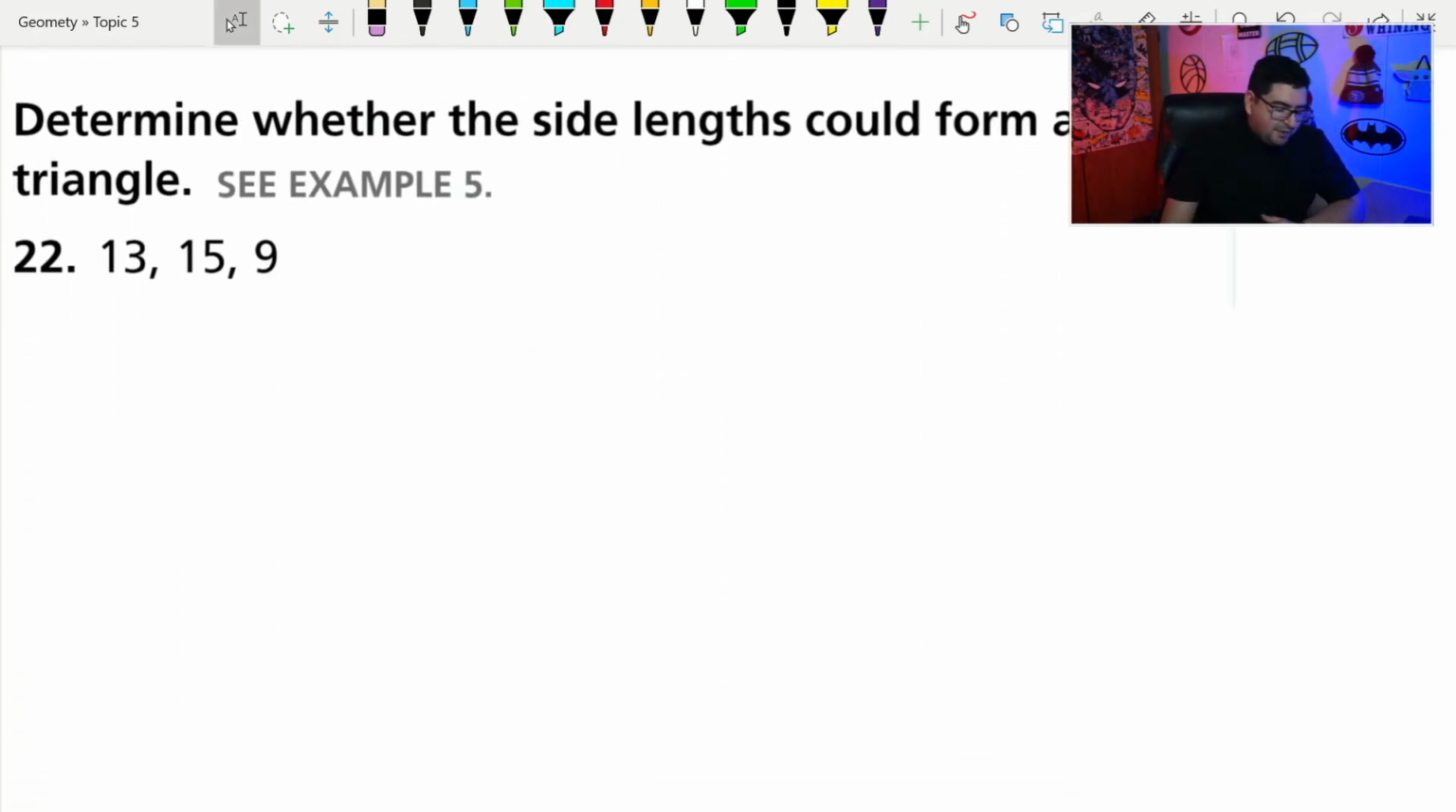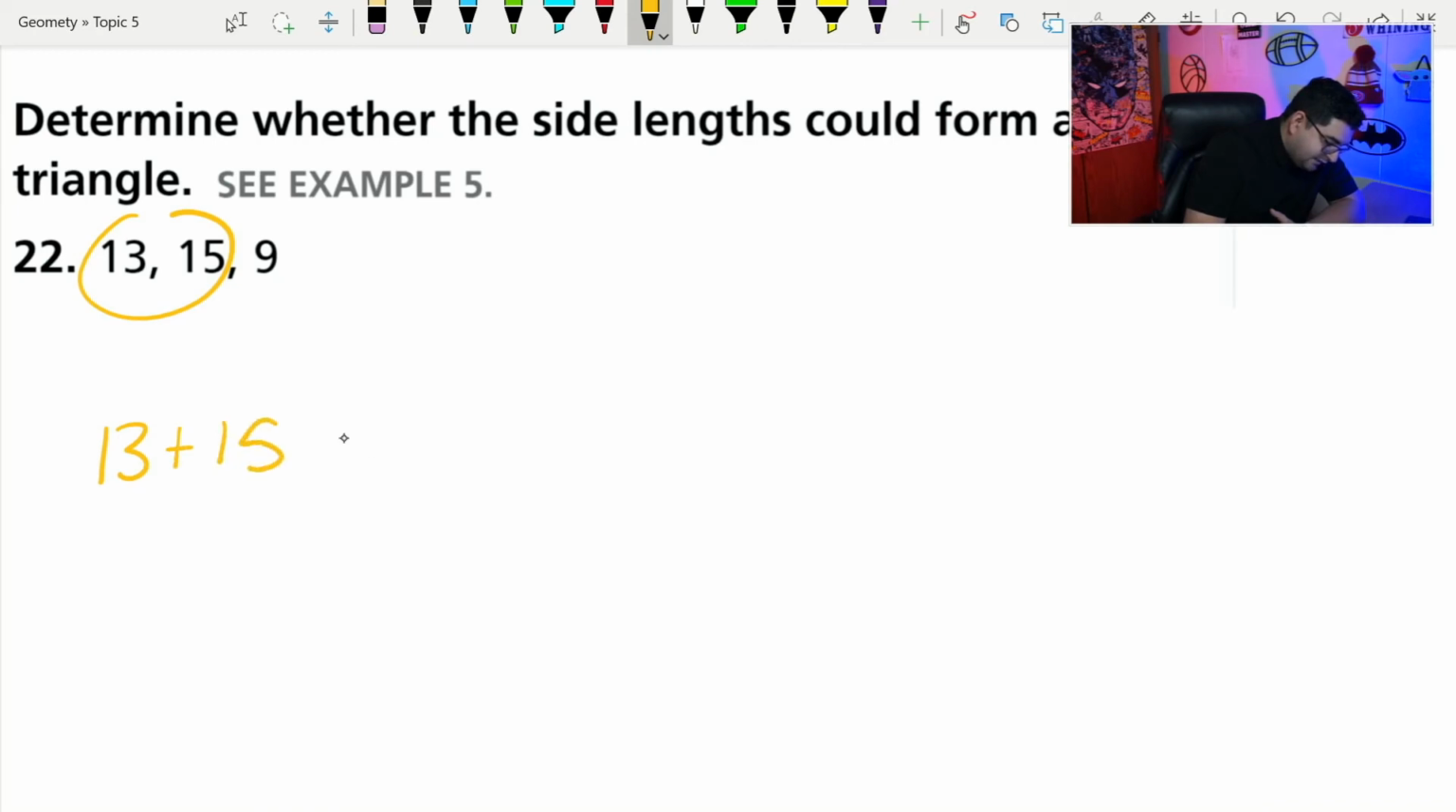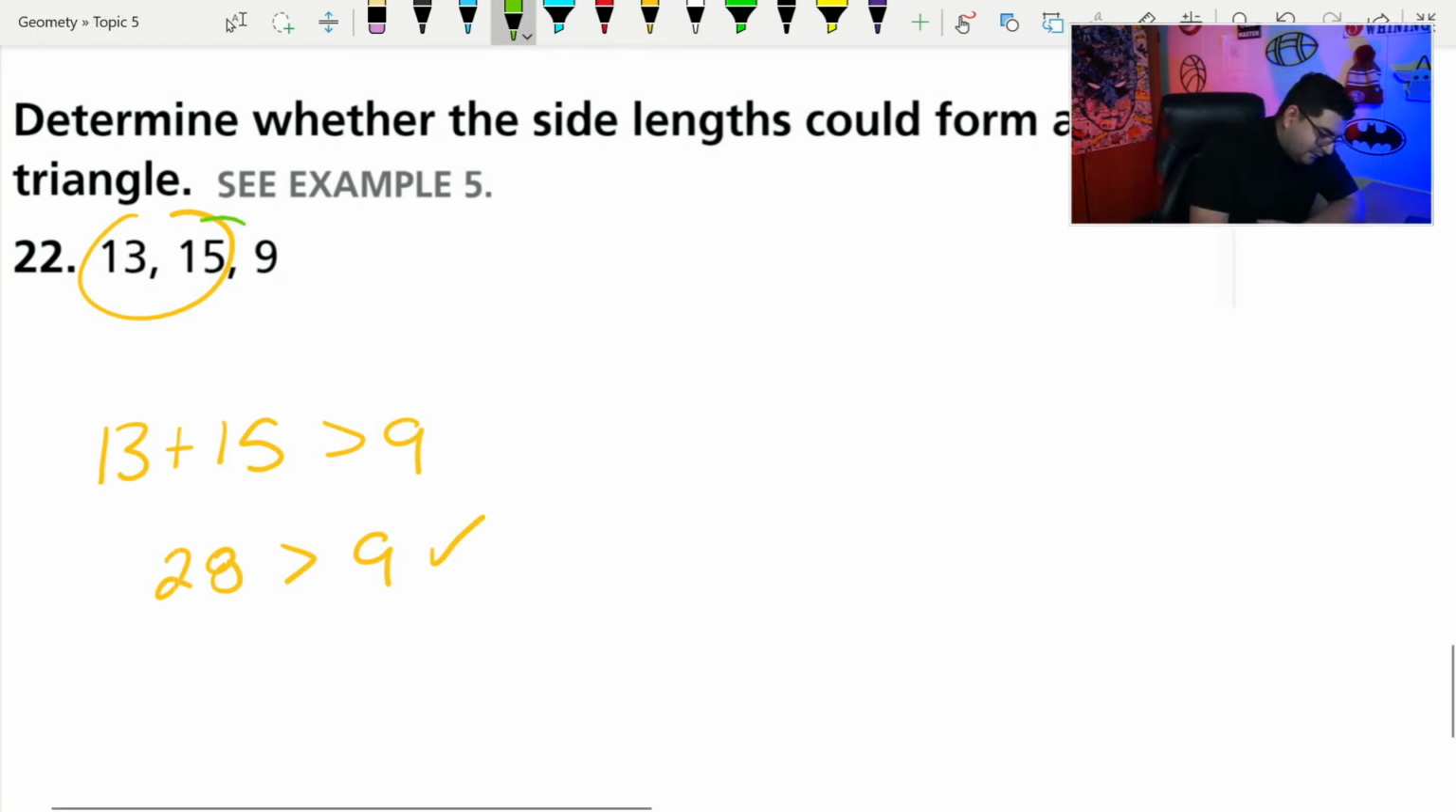It says determine whether the side lengths could form a triangle. Here we have the numbers 13, 15, and 9. Let's start adding them. Remember, we just choose two of them, add them together, and see if they're greater than the third side. Let's start off with 13 and 15. 13 plus 15, is that greater than the third side, 9? 13 plus 15 is 28. 28 is greater than 9. Check. That makes sense.